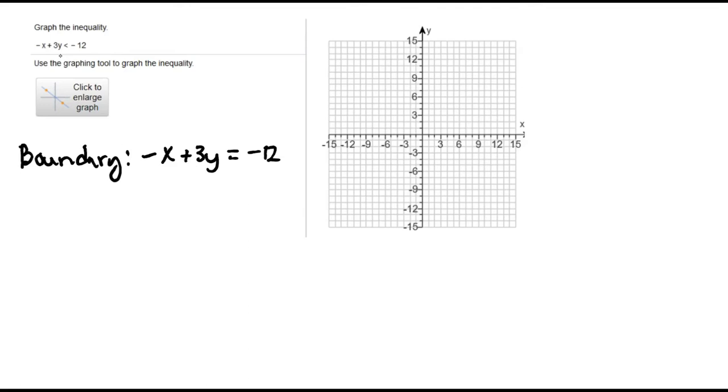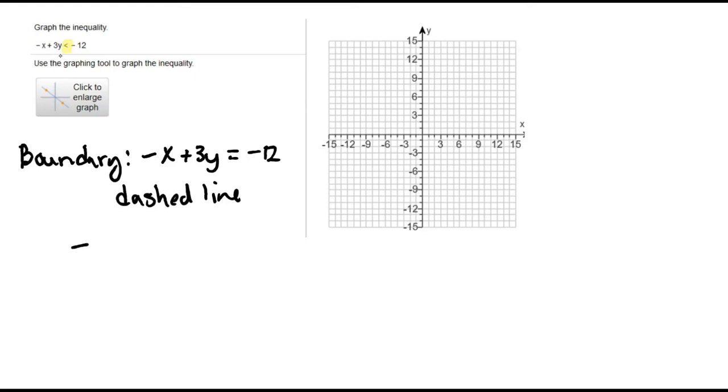When you graph the boundary, you're either going to graph it with a solid line or with a dashed or dotted line. Now our inequality symbol is a less than symbol. That means that the boundary is not included in our picture, in our solution set. So to indicate that, we draw a dashed line. So we need to graph this line dashed.